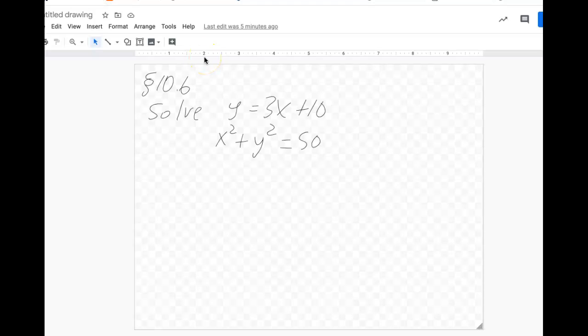Hello everybody! In section 10.6 we are solving systems of nonlinear equations, and let's look at this first example. We have y equals 3x plus 10, a line, and x squared plus y squared equals 50, a circle with radius square root 50 or 5 root 2.